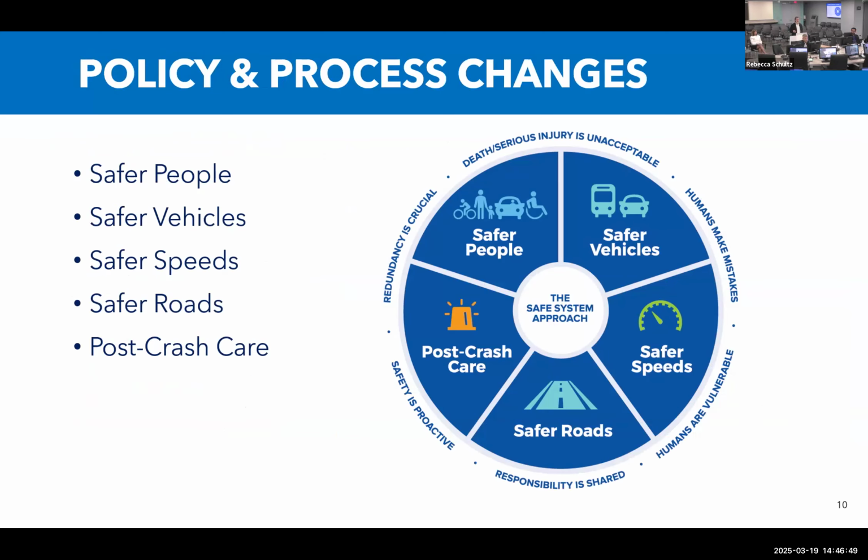The next component is policy and process changes. And so we've looked at how these potential changes fit into a safe system approach, which was a direction that we provided. And in case anybody's wondering, the exact wording changed in January, I think. So it's no longer safe people, it's safer people, safer vehicle, all these things. It's slightly different, but the same general concept. So it's trying to make things better than they are.